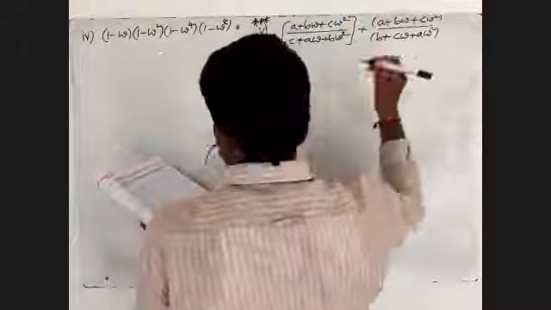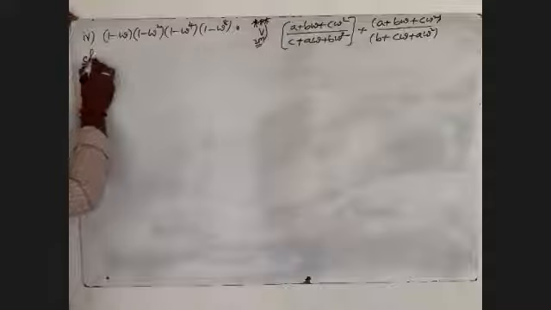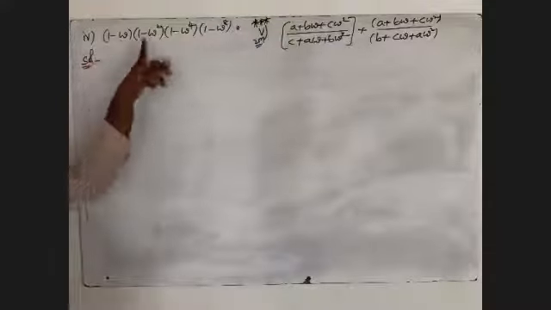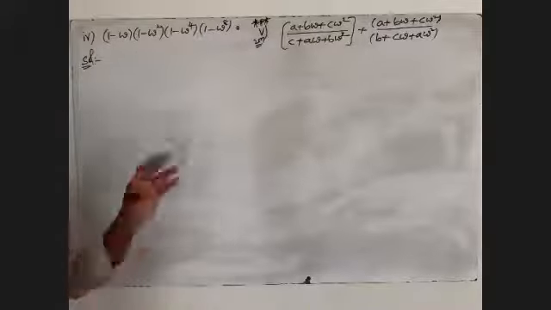Okay, we will observe these two problems. First, now I am going to the fourth problem. What am I asking in this one? 1 minus omega into 1 minus omega square into 1 minus omega power 4 into 1 minus omega power 8.